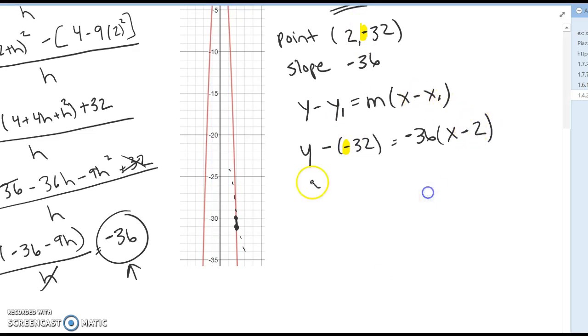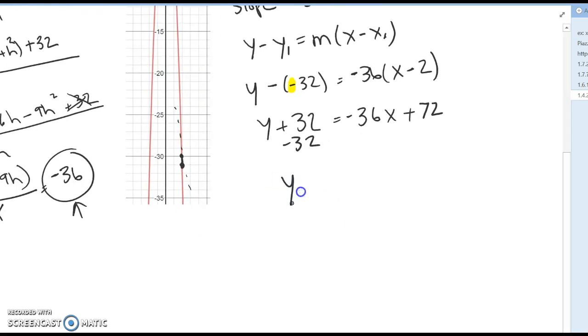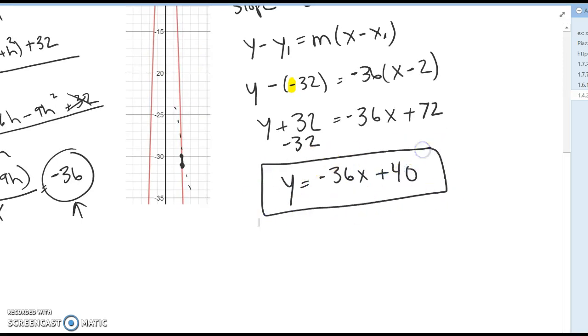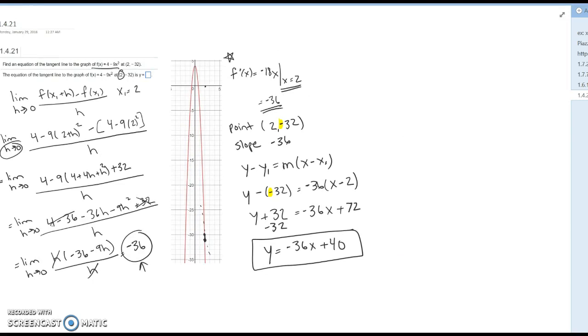So really this is y plus 32 equals minus 36x plus 72. And if I subtract 32 from both sides, I end up with y equals minus 36x plus 40. So this is the equation of the tangent line of the function at the point x equals 2.